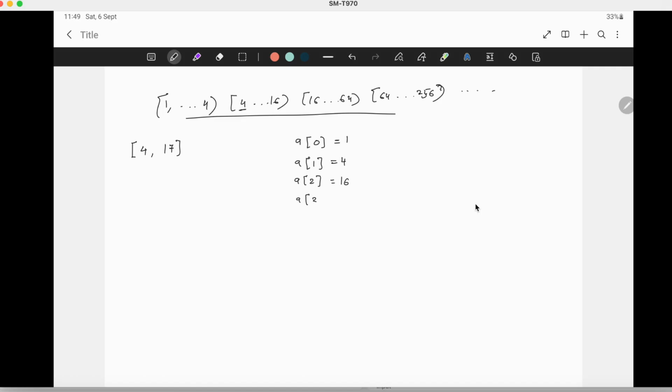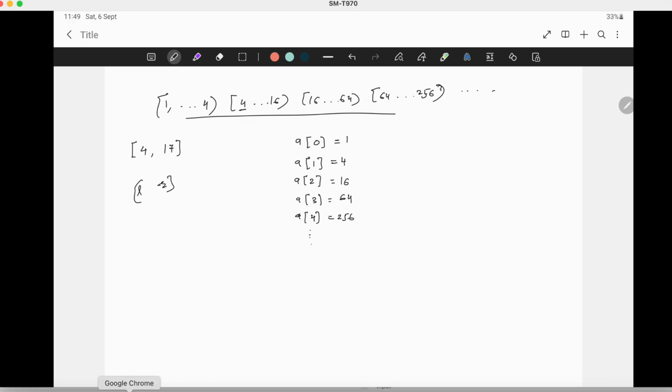Array of 3 is going to be 64. Whatever the previous value we have, 16, we multiply by 4, and 64 into 4 is going to be 256. So this way we will keep on collecting the values, but how long do we have to collect these values? We need to know what the range is. So L and R's range is basically here.